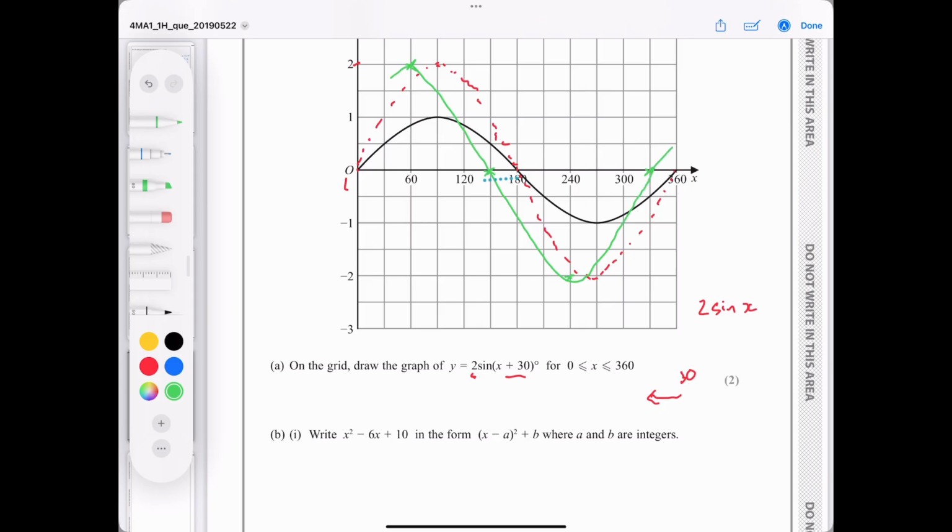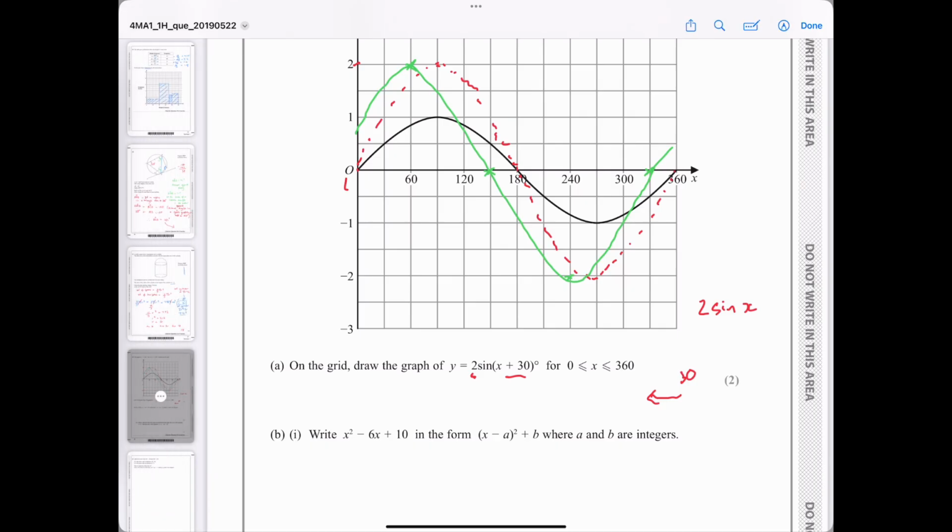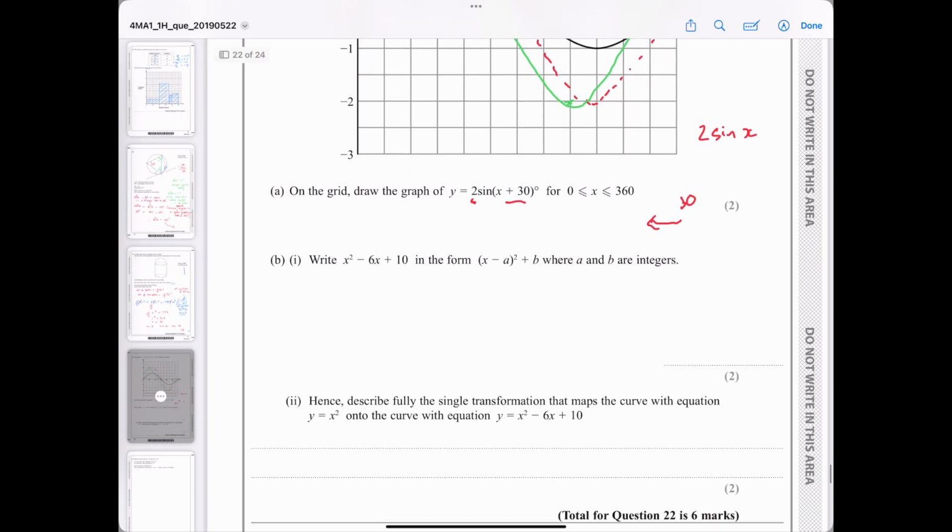And then that is the peak, so that can go there. Right, that's how you do it, essentially. Now, write x squared minus 6x plus 10 in this form where a and b are integers.